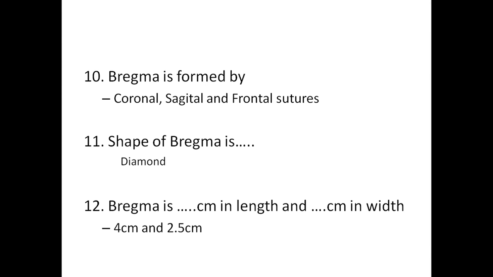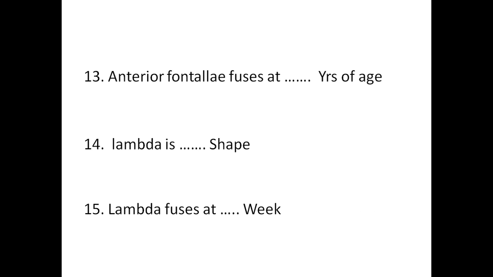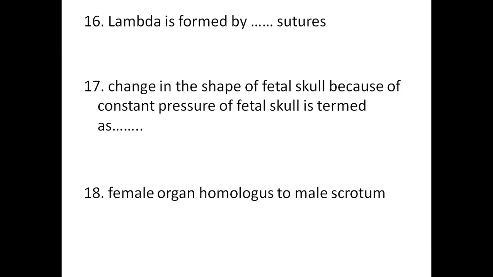It is 4 centimeters in length and 2.5 centimeters in width. The anterior fontanelle fuses at almost 1.5 years of age. Lambda is triangular in shape. Lambda fuses at around 6 weeks. Lambda is formed by the sagittal and lambdoid sutures.